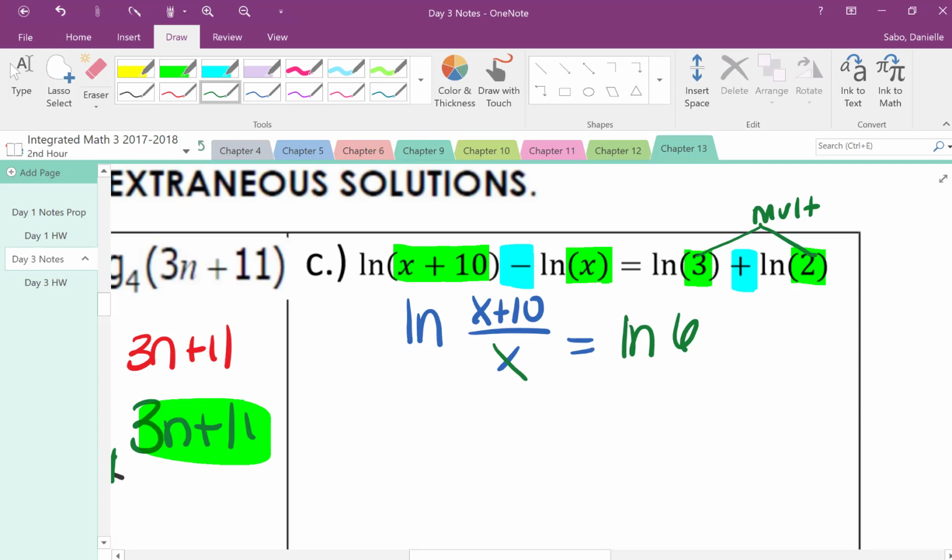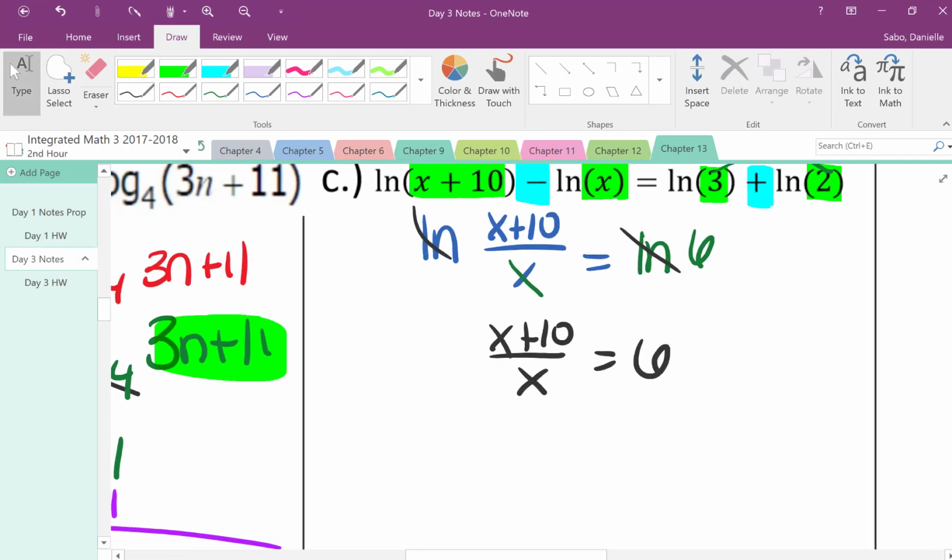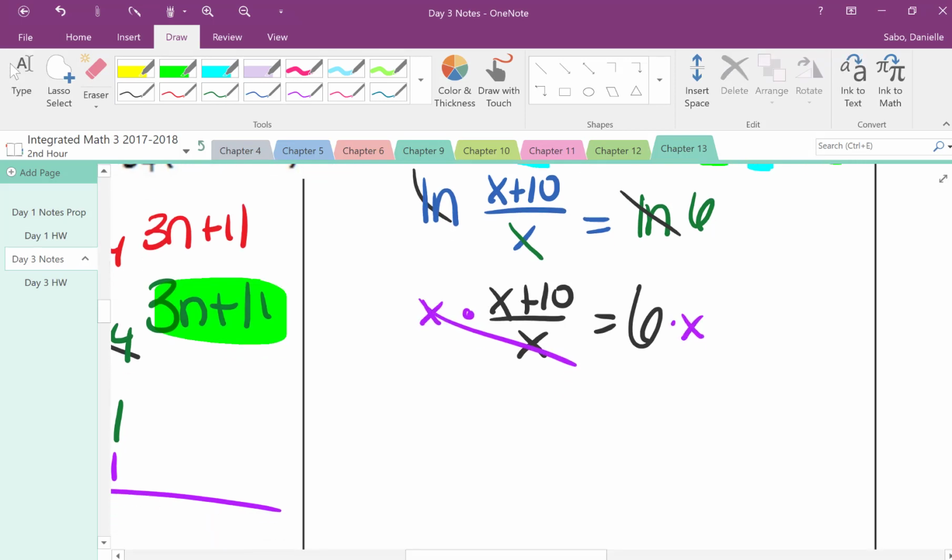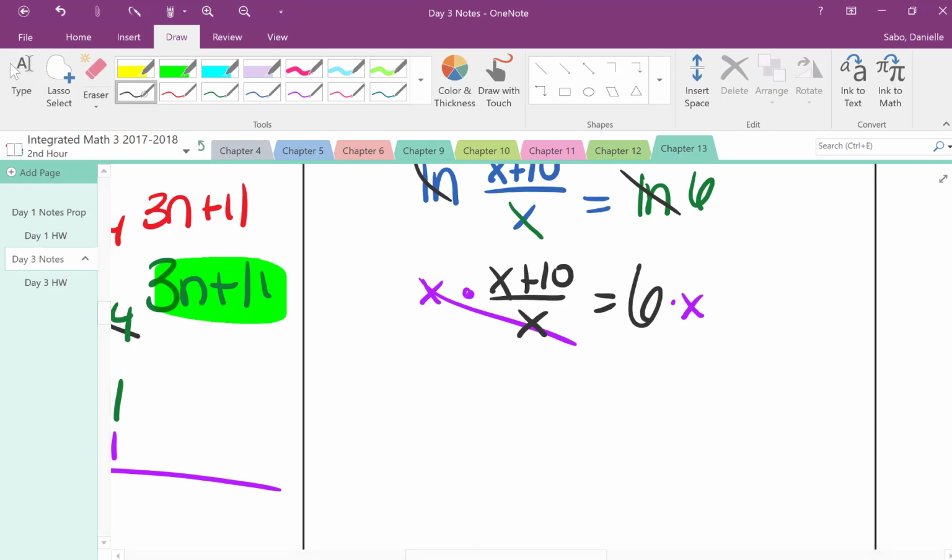So what can I do with both of them because they're the same on both sides? Cross them off. I have x plus 10 all over x equals 6. Now, there's a couple ways you can do it. You can cross multiply because technically there's a 1 under here somewhere. Or you can just multiply by x on both sides. So I'm going to multiply by x on both sides here. That goes away. And I get x plus 10 equals 6x. Go ahead and solve from this point.